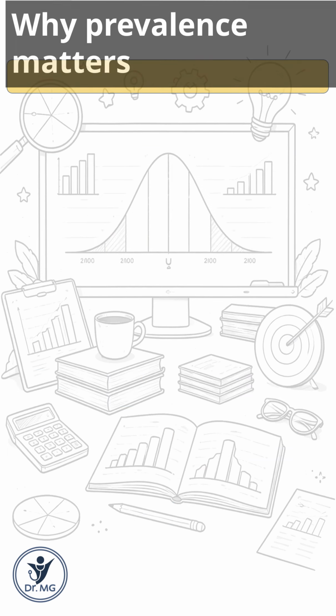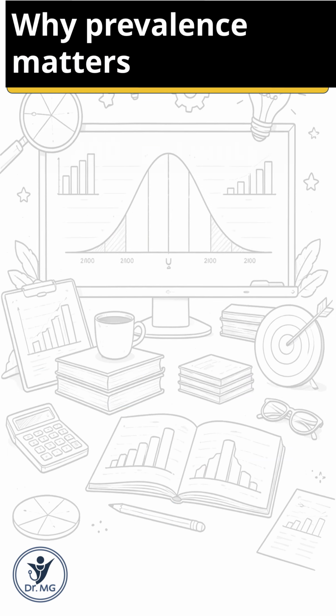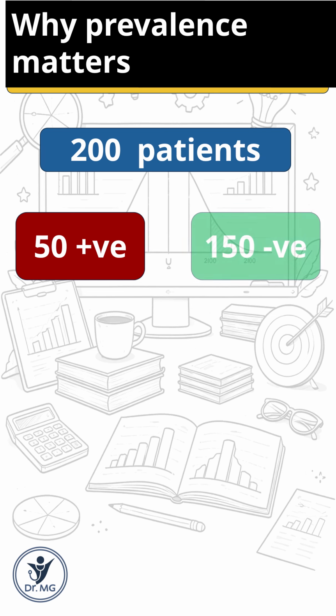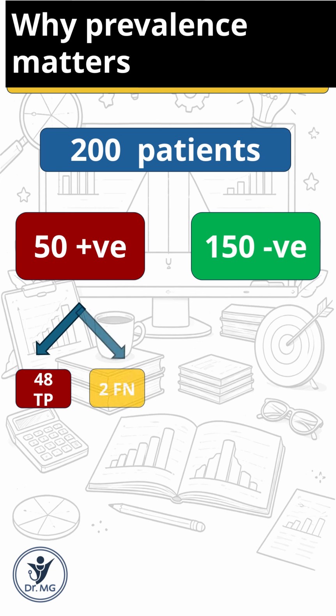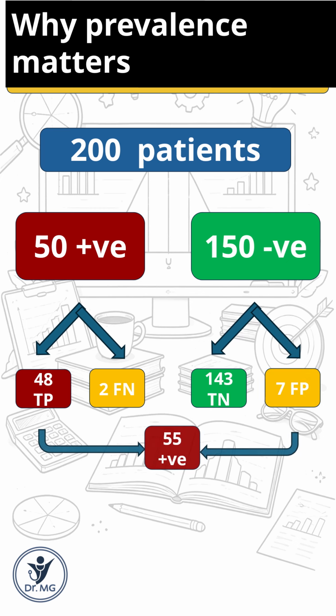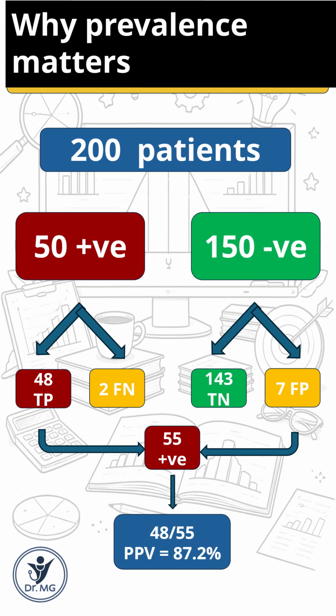Now let's discover why prevalence matters. If the disease prevalence in the same population is 25%, the positive patients will be 50 and the negative will be 150. The test will correctly identify 48 true positives and 2 false negatives, while correctly excluding 143 negatives and giving 7 false positives. Total positives will be 55, and the positive predictive value will be 48 out of 55, which is 87.2%, much lower than the previous example.